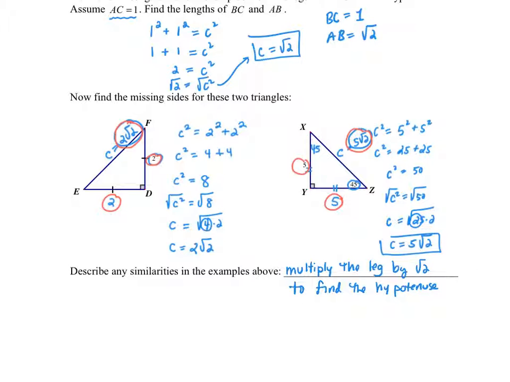So for example, just really quick, we had a 45, 45, 90, or we just called an isosceles right triangle. If I told you that each leg was equal to 27, we'd have 27, 27, and then 27 square root of 2 for the hypotenuse.